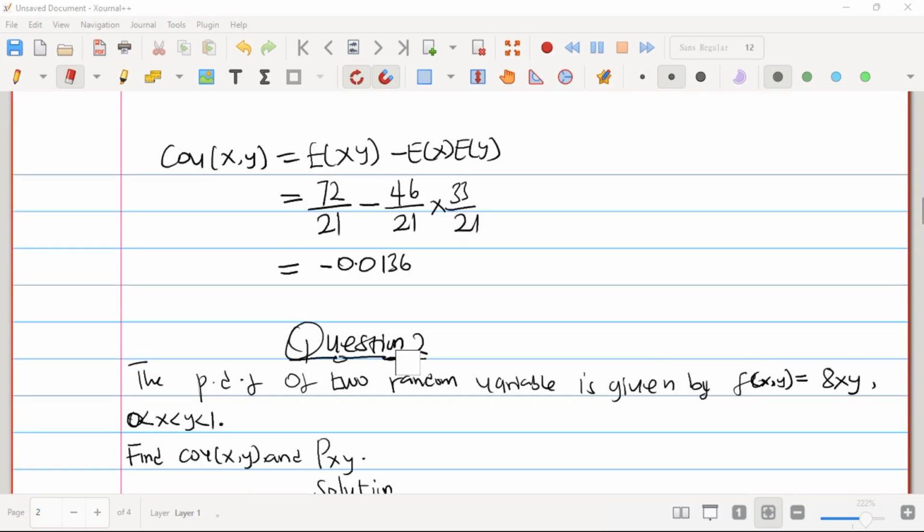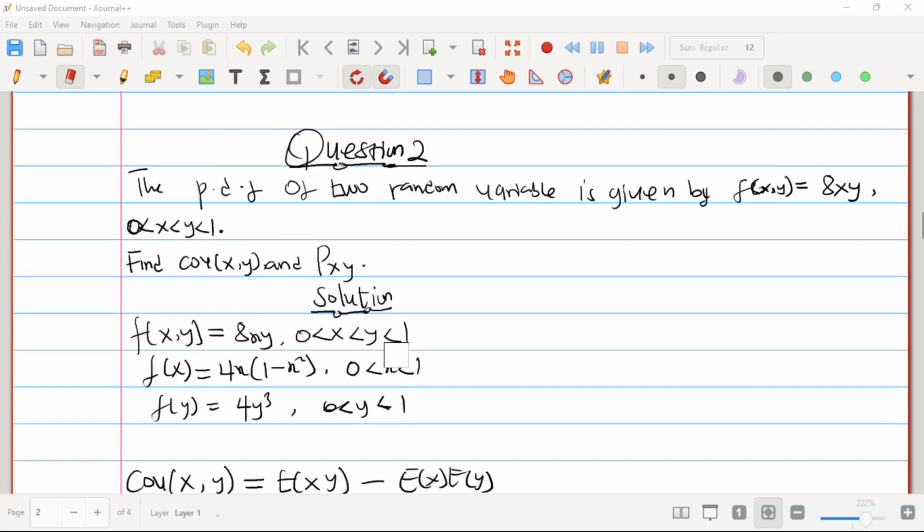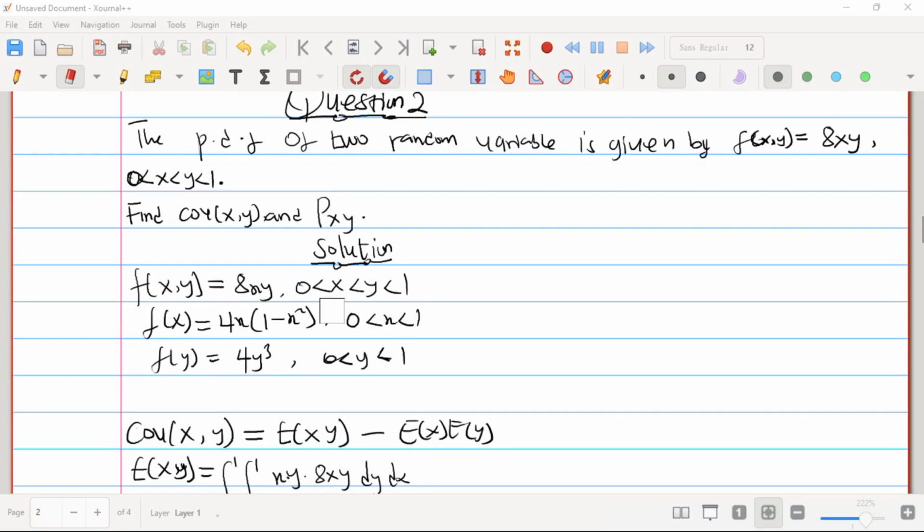Yes. So for the second question, we are saying that the PDF of two random variables is given by 8 times xy, where our limit will be 0 less than x less than y less than 1. Find the covariance of x and y, and then we should find the correlation coefficient of what? X and y.